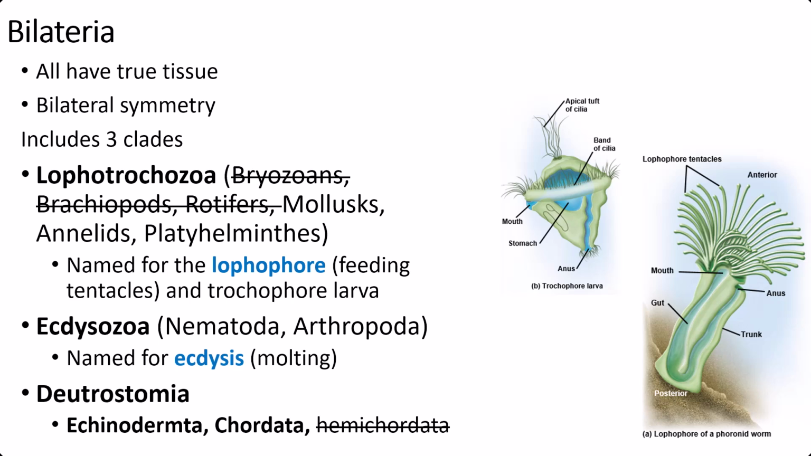They're named for lophophore, which is feeding tentacles, and trochophore larvae. Then the ecdysozoans, which we'll talk about, nematodes and arthropods. They are named for ecdysis, which is the fancy word for molting. And then the deuterostomes, which includes the echinoderms and chordata.